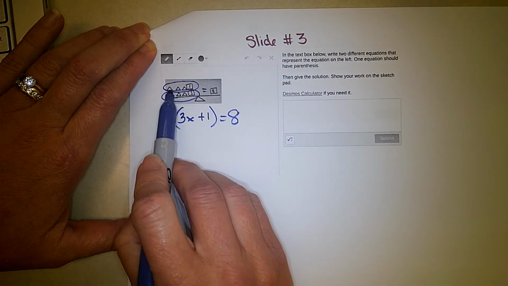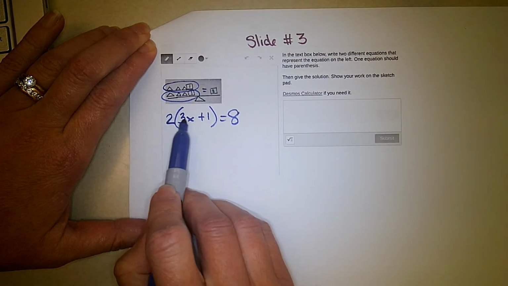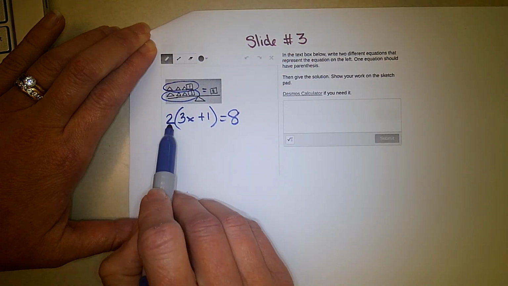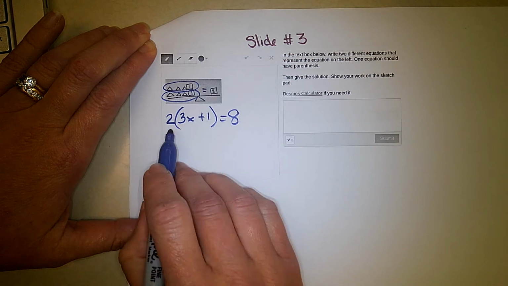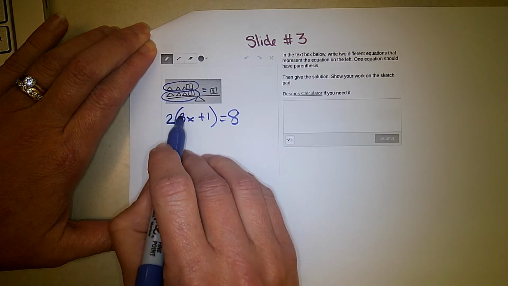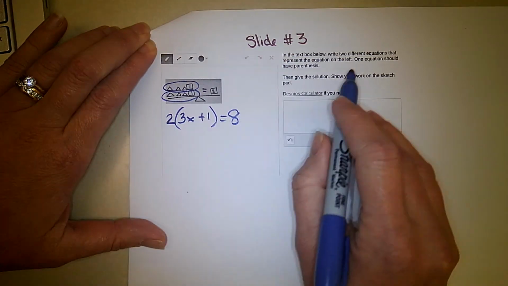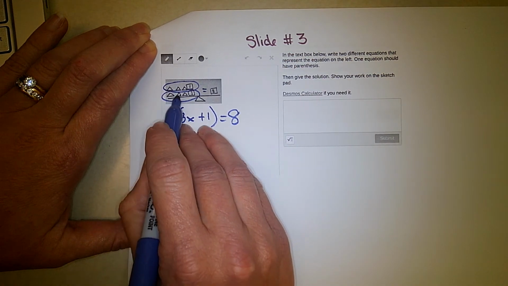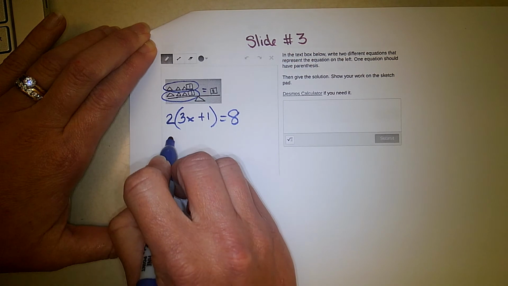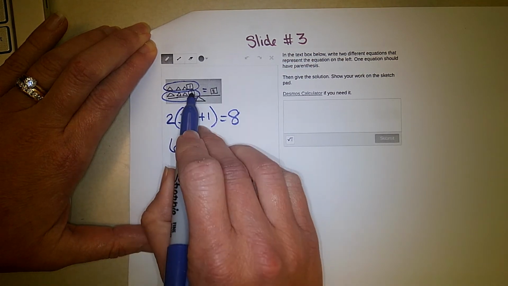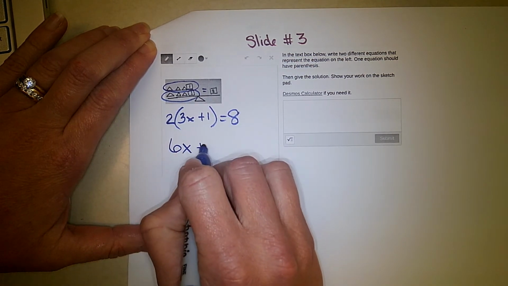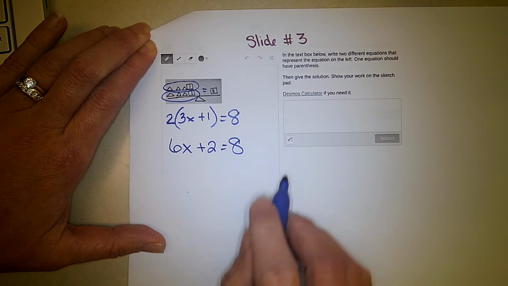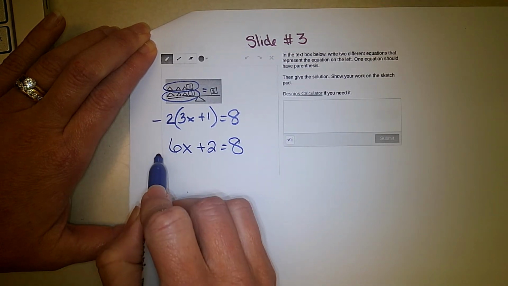So remember, inside a group is what goes inside the parentheses. The number outside is how many groups there are. Now, I can look back up here and say, I don't have to write it this way. Well, I do for this equation, but it can also be written as this. 1, 2, 3, 4, 5, 6 triangles would look like 6x. 1 plus 1 is 2 equals 8. So there's my 2 equations.